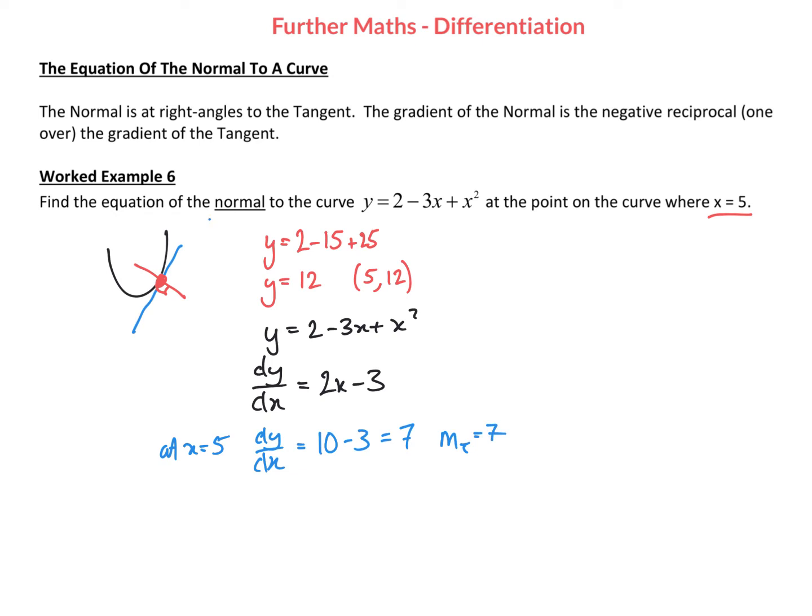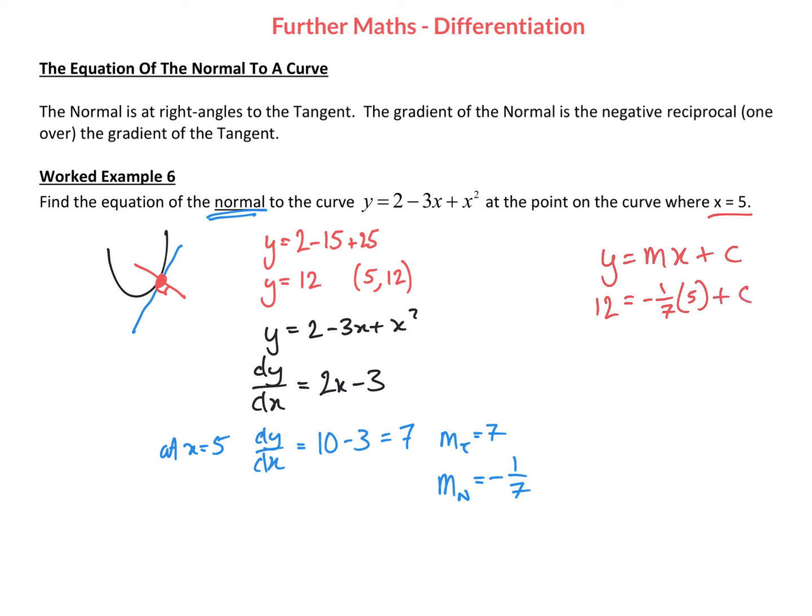Now, in this case, we're actually not getting the equation of the tangent, but the equation of the normal. So if the gradient of the tangent is 7, the gradient of the normal is the negative reciprocal. So 7 is positive, so the other one's negative, and reciprocal means 1 over. So in this case, 1 over 7. Now, let's find the equation of this normal. The normal is a straight line, so we're going to use y equals mx plus c. We've got the point 5, 12, so y is 12. We find the gradient to be minus a seventh, and we know that x is 5.